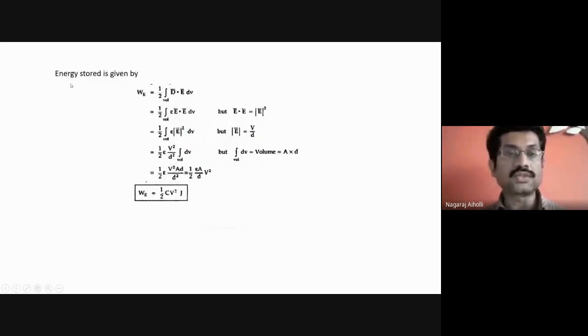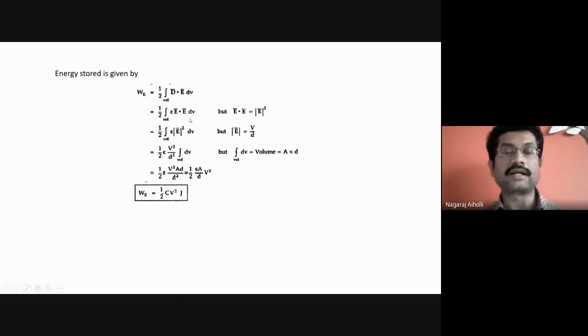Now, energy stored is given by the equation WE is equal to half volume integral D bar dot E bar dV. We have derived this equation when we were discussing work and potential, or energy and potential, at the beginning of this module. Yes or no? That is, WE is equal to half volume integral D bar dot E bar dV. This is the equation for the energy stored. Then in this, D I can express as epsilon into E. So it is half volume integral epsilon E bar dot E bar dV.